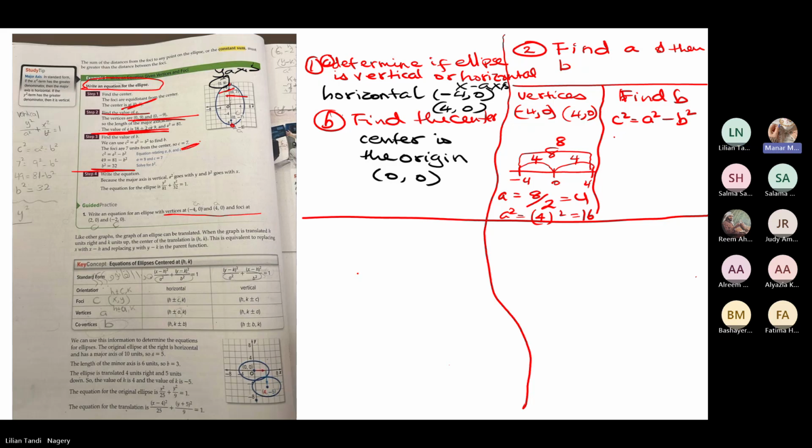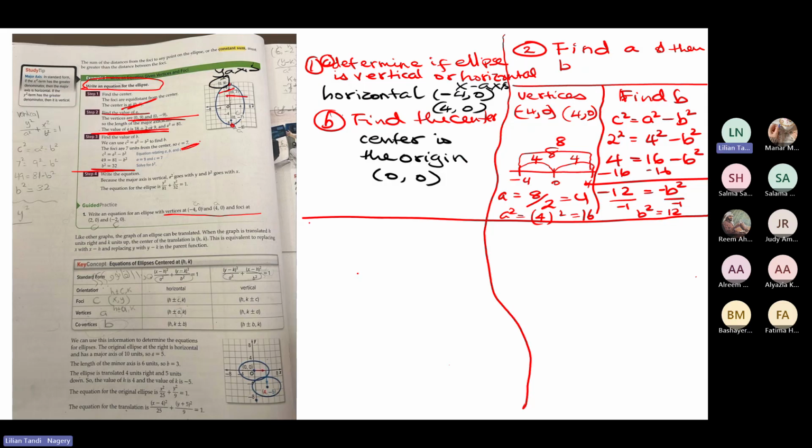C is 2, the foci, so 2 squared equals 4 squared minus B squared. 4 equals 16 minus B squared. Minus 16, minus 16. Negative 12 equals negative B squared. B squared equals negative 12 divided by negative 1. B squared equals 12. Yes, okay.